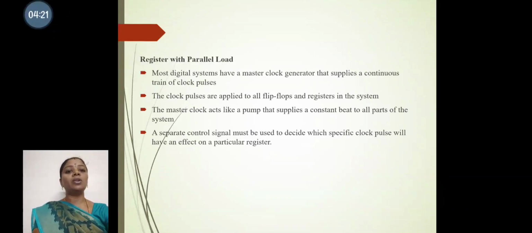Register with parallel load. Most digital systems have a master clock generator that supplies a continuous stream of clock pulses to the system. The clock pulses are applied to all the flip-flops in the register, and they act like a pump that supplies a constant beat to all the parts of the system. A separate control signal must be used to decide which specific clock pulse will trigger the particular register.